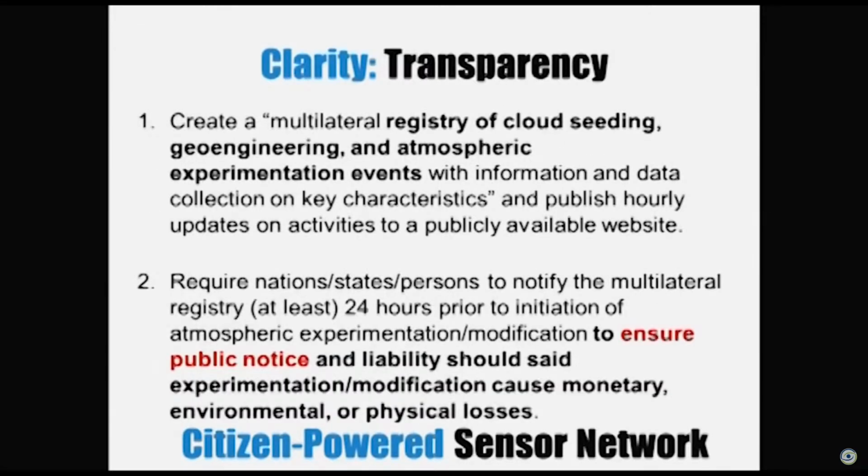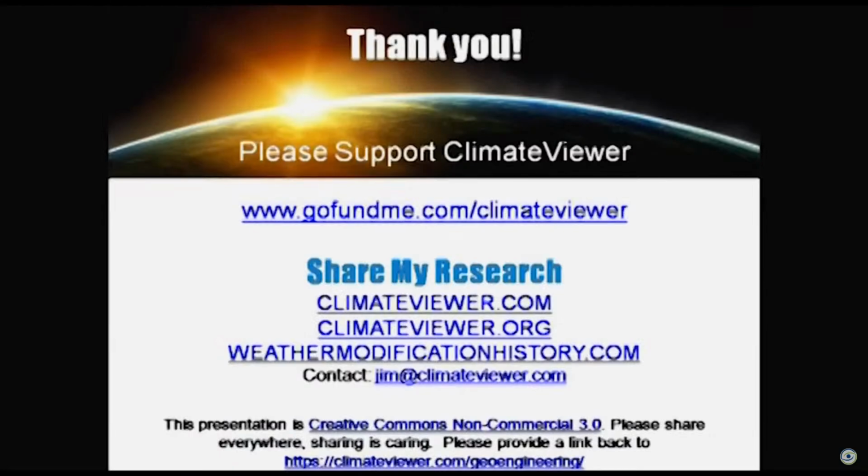So transparency, I want a multilateral registry of cloud seeding, geoengineering, and atmospheric experimentation events, and a 24-hour notice available on a website so that if somebody hurts you, if somebody modifies the weather and a flood destroys your property, just like with Hatfield back in the day, that you can prove your case in a court of law and do something about it, because currently there is no way to do that. And the only way to get this to be a reality is to demand it. So I really hope you guys will support me.